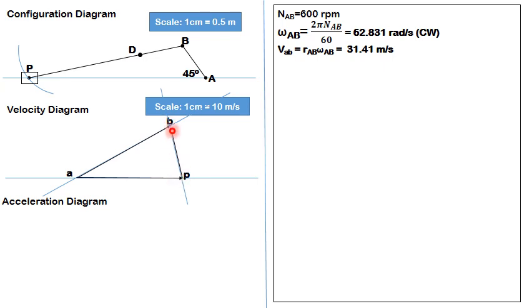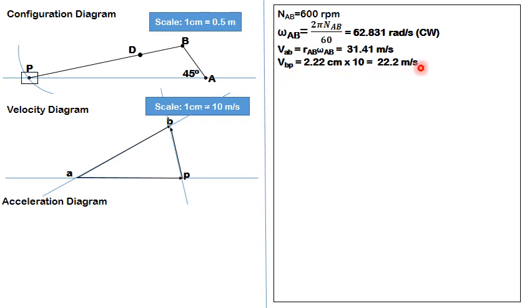Now the next thing which has been asked in the problem statement is, how much is the angular velocity of link BP? To calculate the angular velocity of link BP, what I need to know is how much is the linear or tangential velocity, vector VBP. So measure the length of this edge, and when you measure it, it will come as 2.2 centimeter, and then you convert it into actual scale. So VBP is 22.2 meters per second.